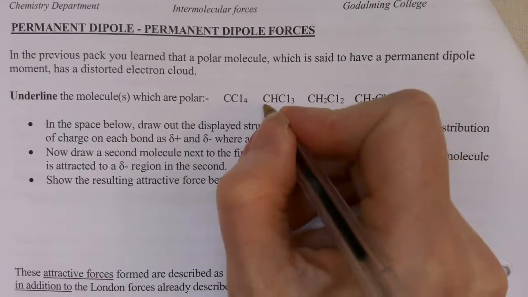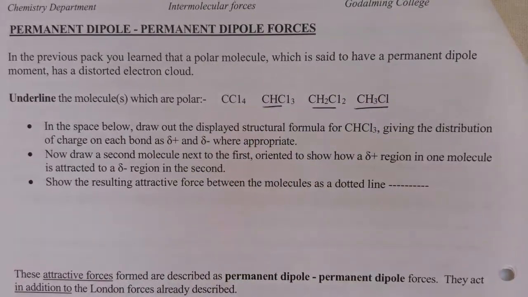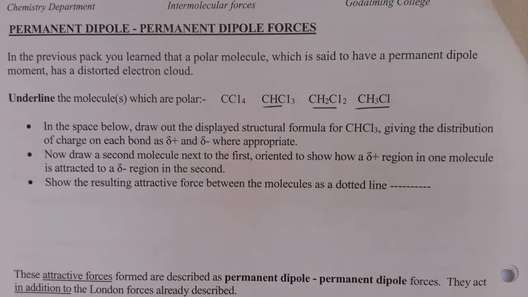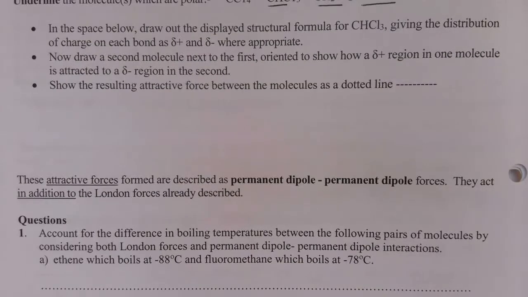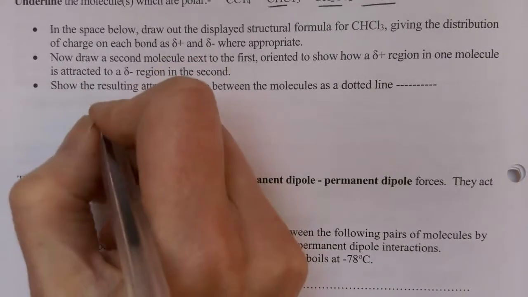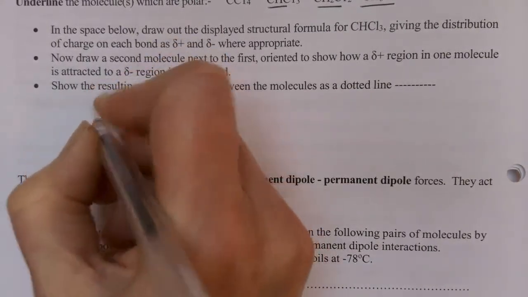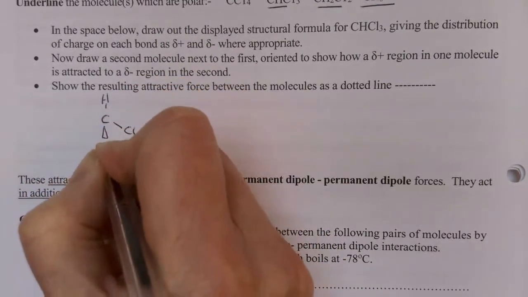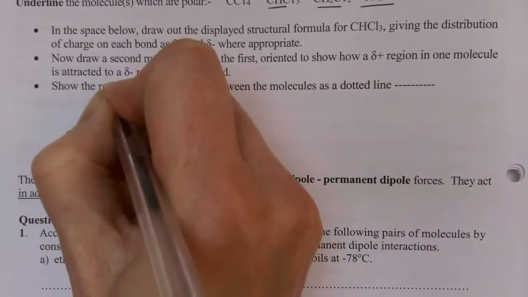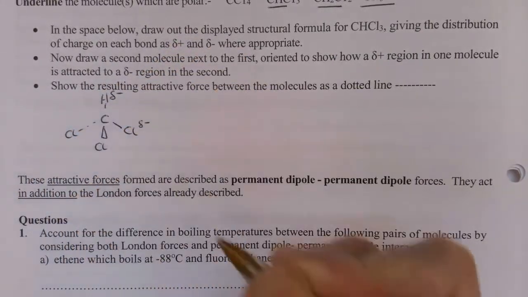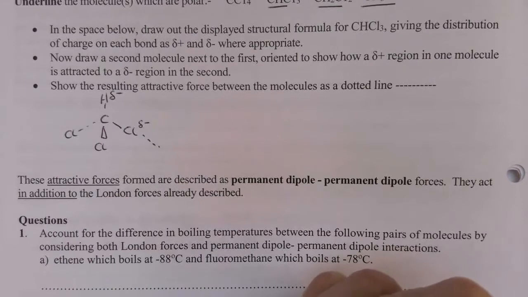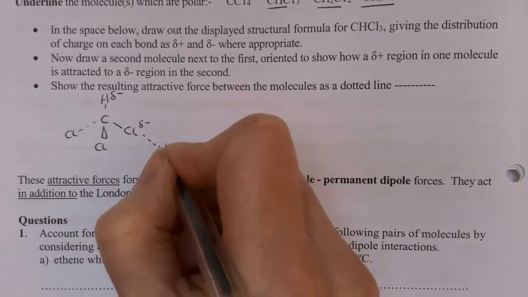So in this case, it is the last three of these which are polar. CCl4 is a non-polar molecule because it's a symmetrical electron cloud and the bond polarities cancel out. If we use the next one, CHCl3 as an example, this is an example of a polar molecule. The reason it is a polar molecule is that it has a distorted electron cloud. In other words, I've got a delta positive end and a delta negative end. There is then a force of attraction between one molecule and the next.